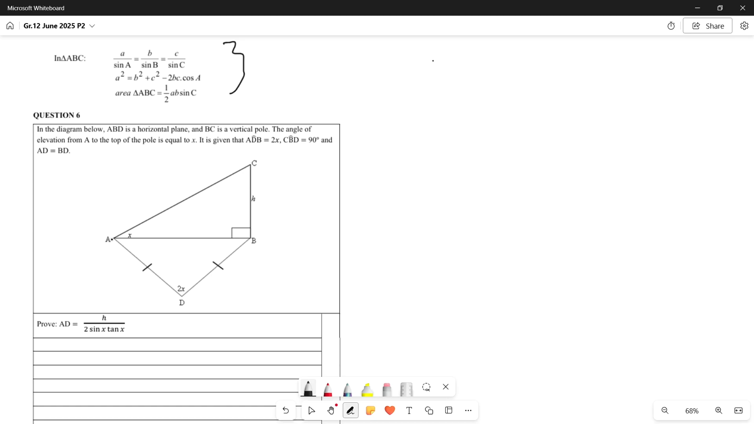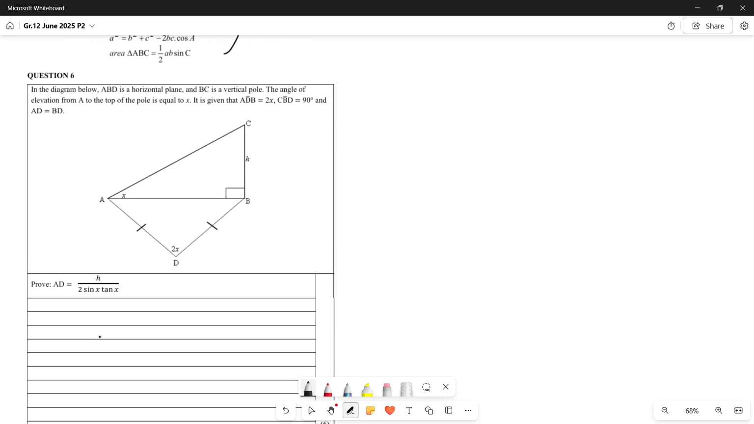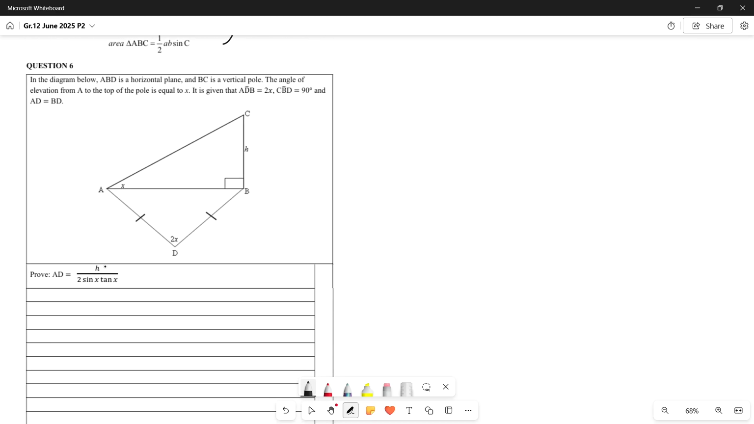The angle of elevation from A to the top of the pole is equal to x. So we have x here as the angle. It is given that ADB equals 2x over here. CBD is 90 degrees and AD equals BD over there. So right now, for 6 marks, there's only one question in this section. It says prove AD equals H, so H is over here, over 2 sine x tan x.